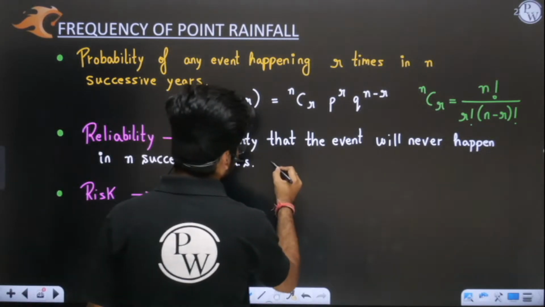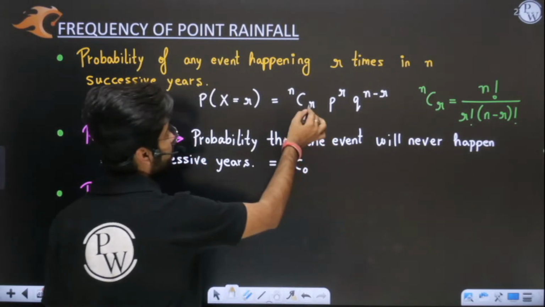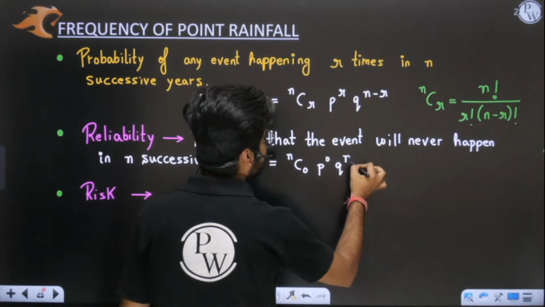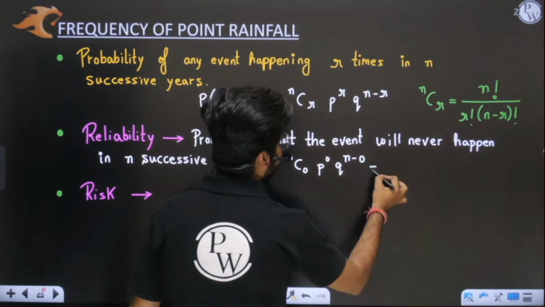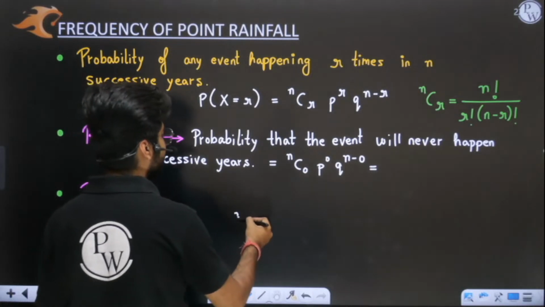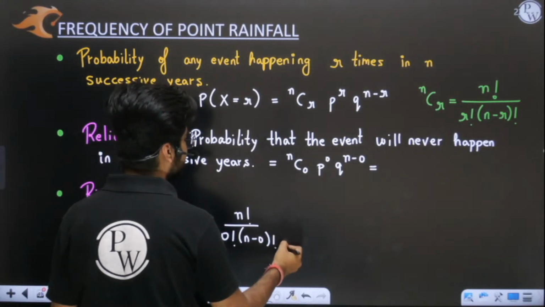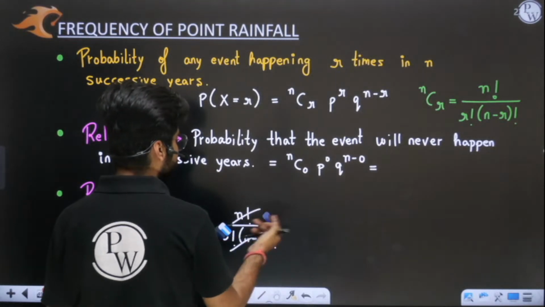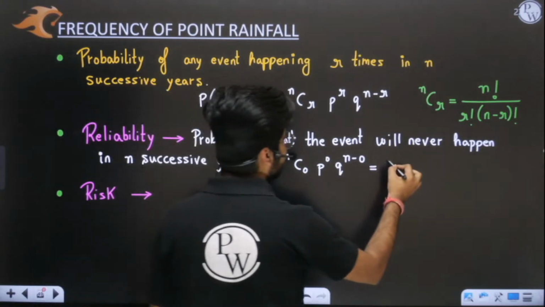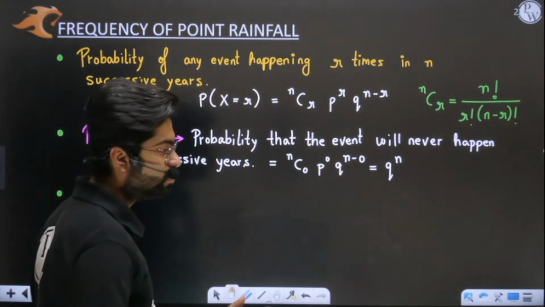Obviously the probability will be nC0, with R equal to 0: p to the power 0, q to the power n minus 0, that is n. nC0 is 1, since n factorial upon 0 factorial times n minus 0 factorial is 1. Anything raised to power 0 is 1. So we will be left only with q to the power n.